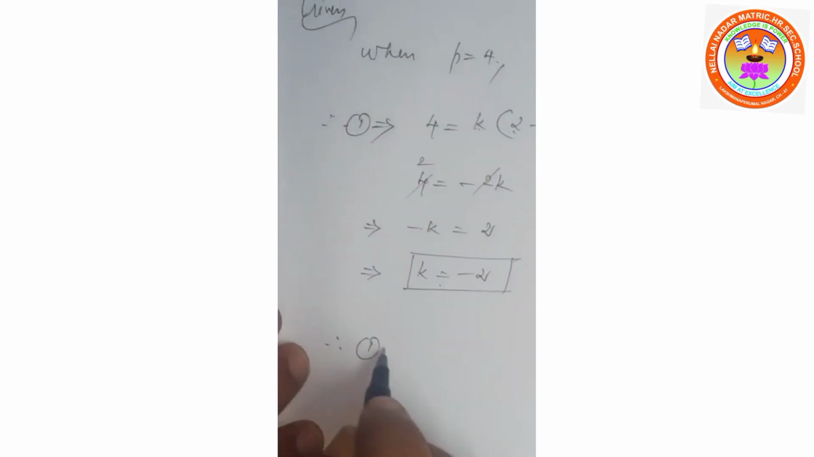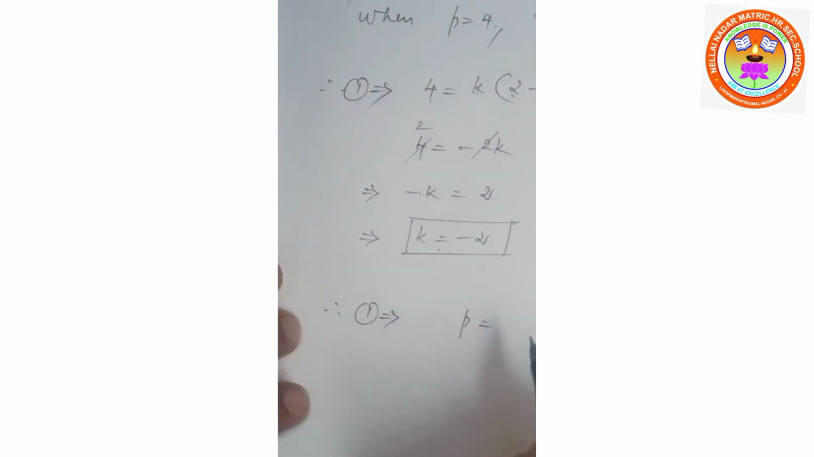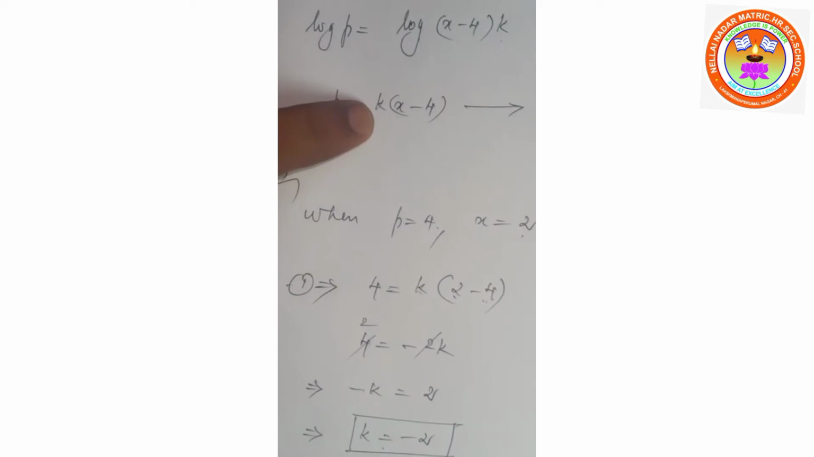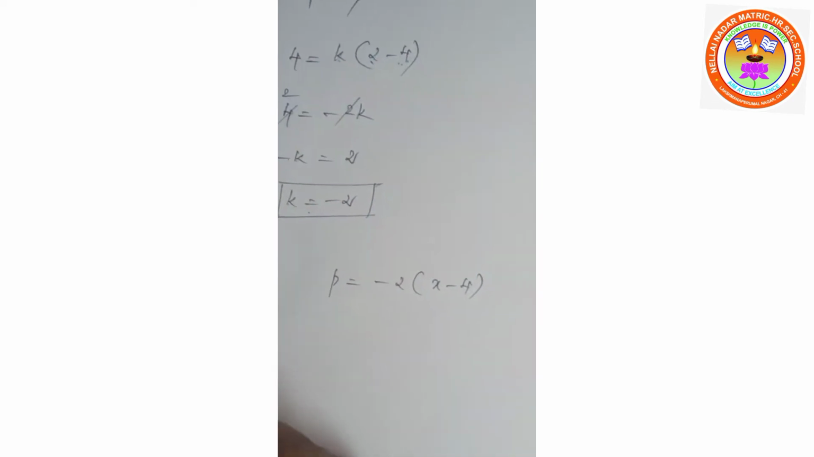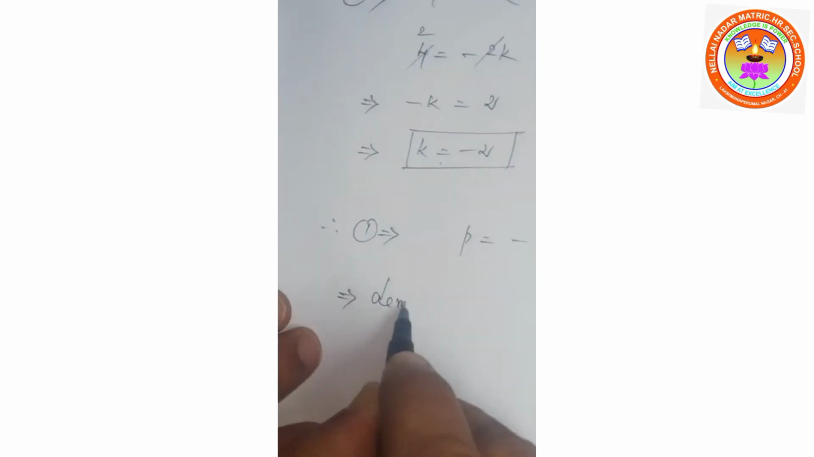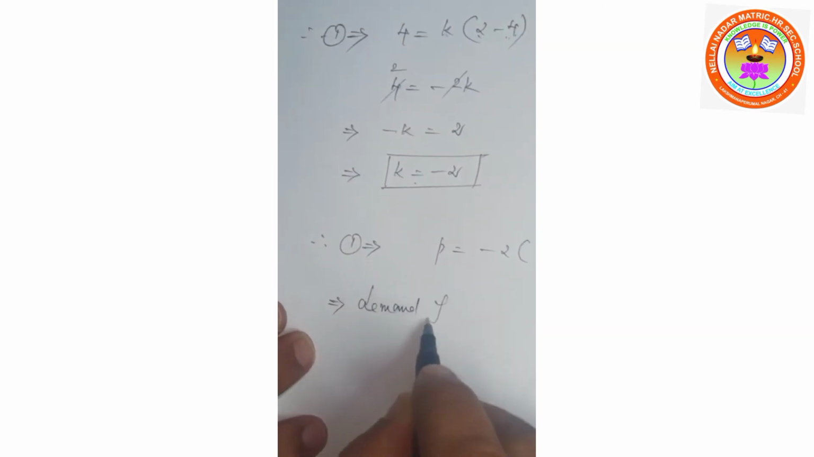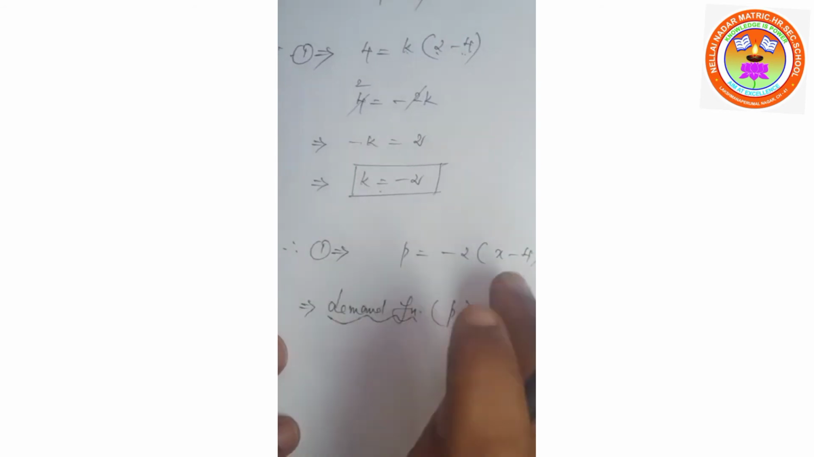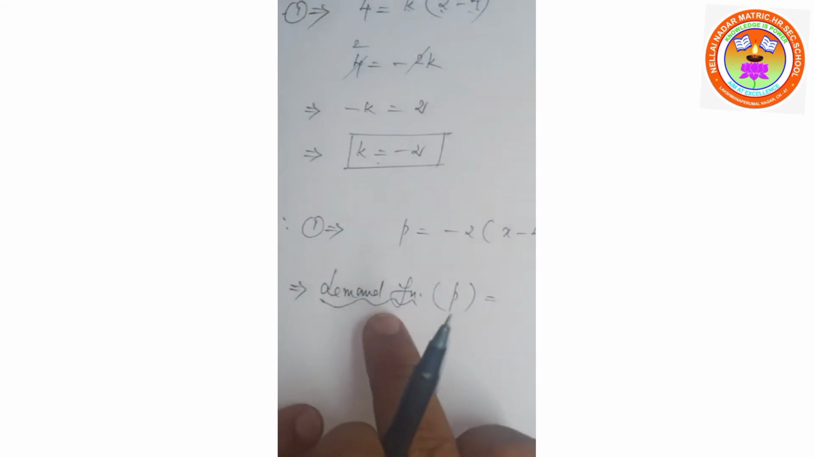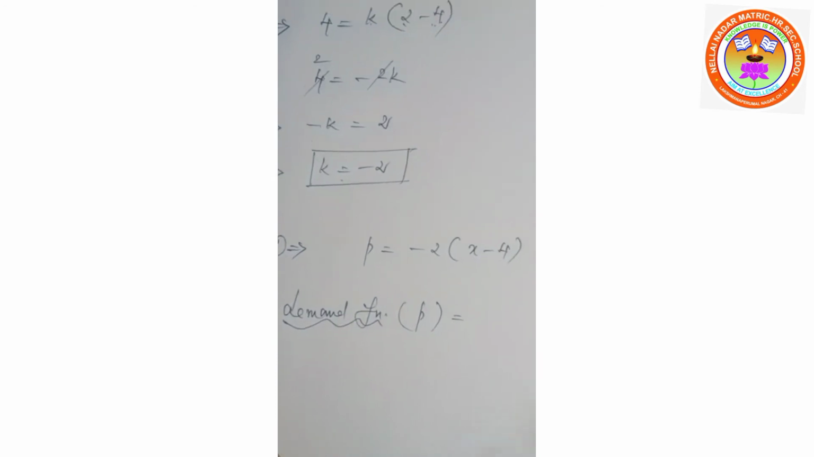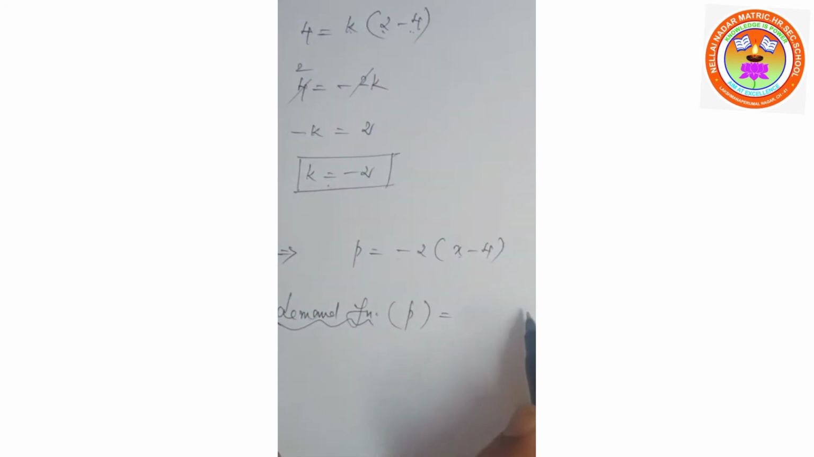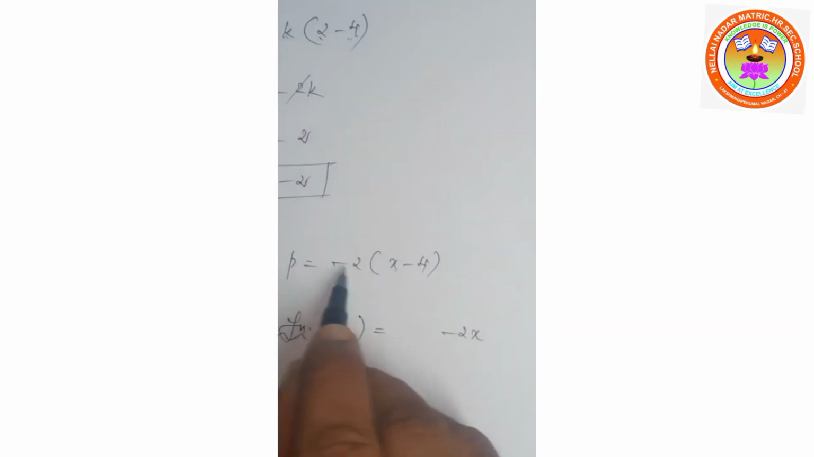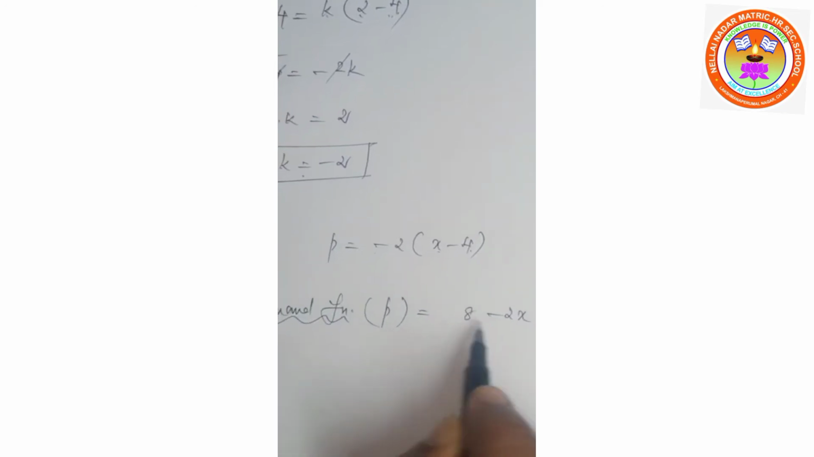Therefore equation 1, what is in the left hand side? p equals k. What is the value of k? Minus 2 into x minus 4. That is the demand function. Demand function is p in terms of x. Already told you what you mean by demand function. p in terms of x. So minus 2 into x, minus 2x, minus 2 into minus 4 plus 8. You can write 8 minus 2x.